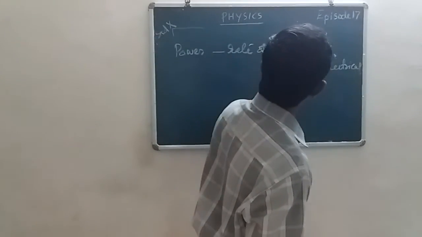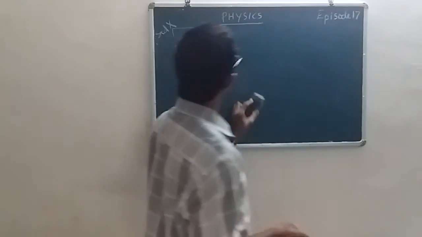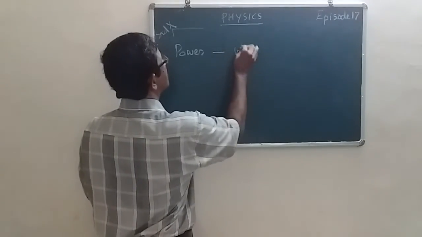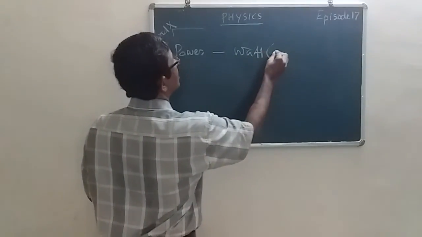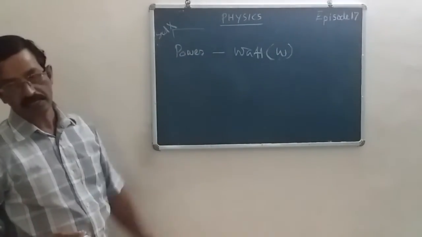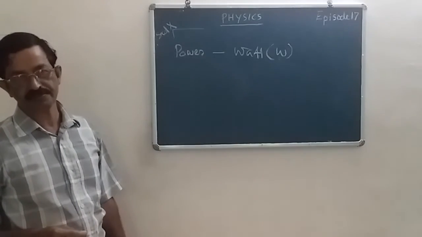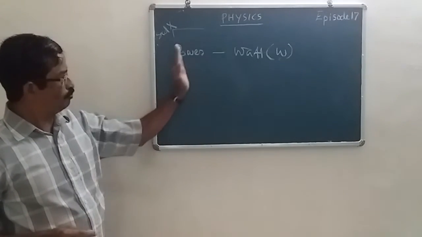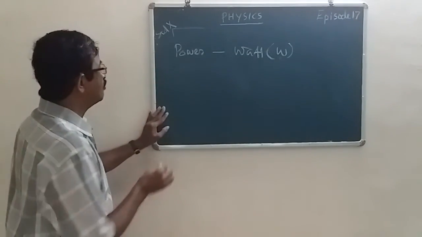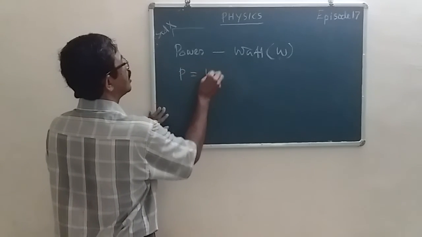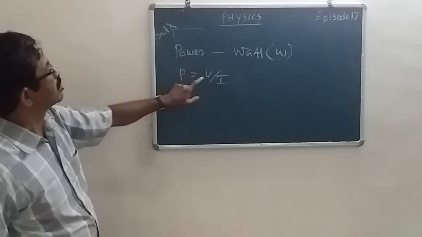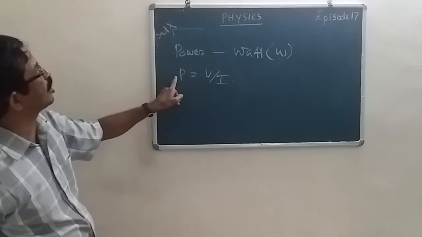You want to remember which unit is used to calculate electric power. The unit of electric power is watt, and its symbol is W. That means the unit of power is watt. Now see, power P is equal to, we know, for example, VI, or voltage times current.